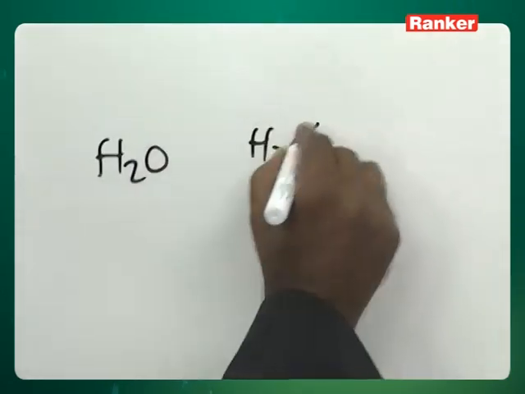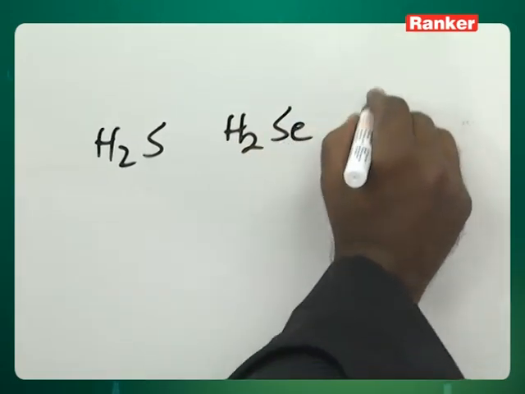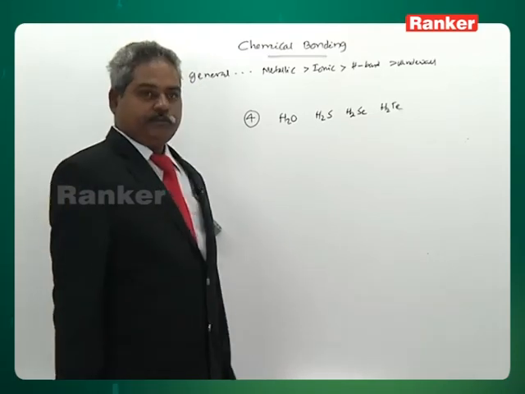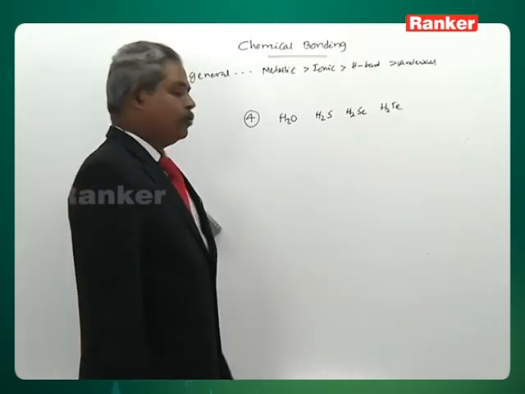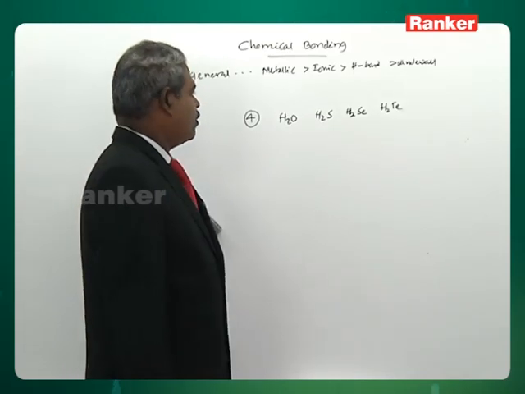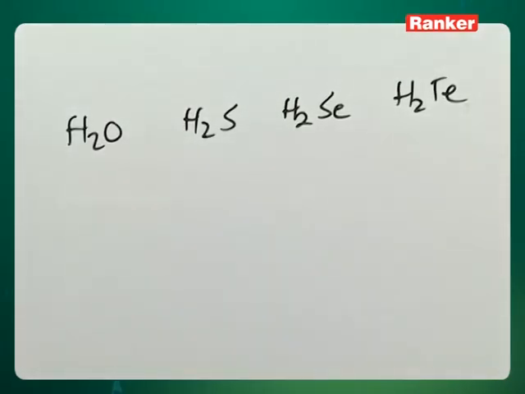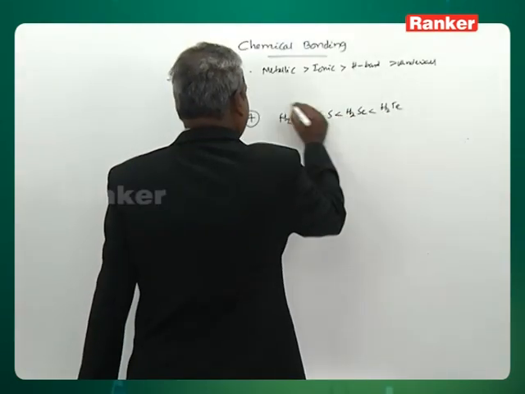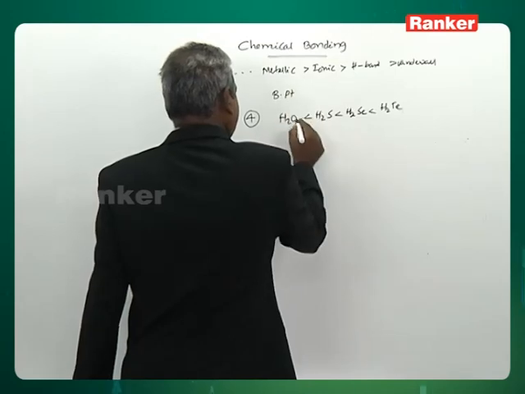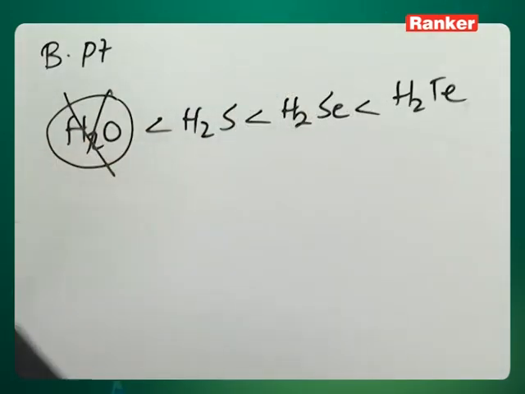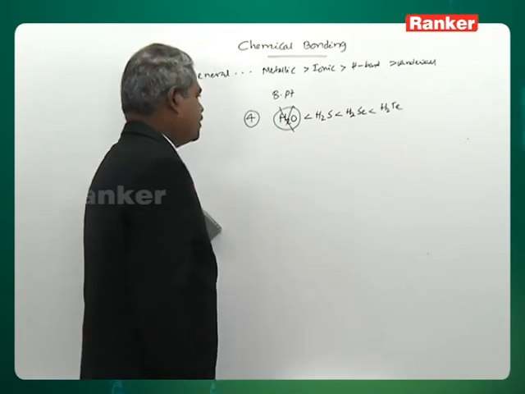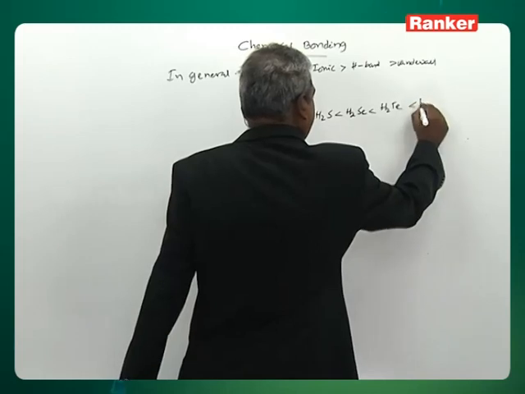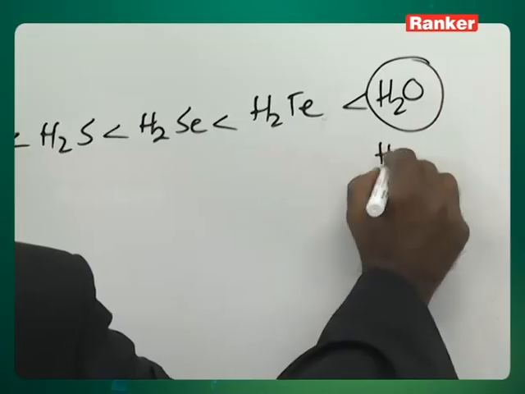H2O, H2S, H2Se, H2Te. What happens? Once again, are they metals? No. Are they ionic compounds? No. Are they hydrogen bonded? Yes. H2O has hydrogen bond. If you answer carelessly, this will be the order. Boiling point of, you will be writing like this, but H2O, no. Why have I written H2O here? Because of its mass I have written here, lesser mass, but H2O, the boiling point is highest because of hydrogen bond.